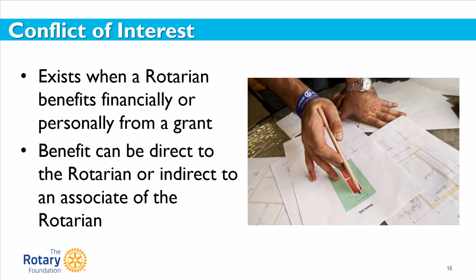Rotarians must disclose any conflict of interest on a grant application. If Rotarians aren't sure whether a situation is a conflict of interest, they should talk with their grant officers. An actual or perceived conflict of interest does not necessarily disqualify a Rotarian from participating in a Rotary grant. Eligibility for participation will be determined case by case.